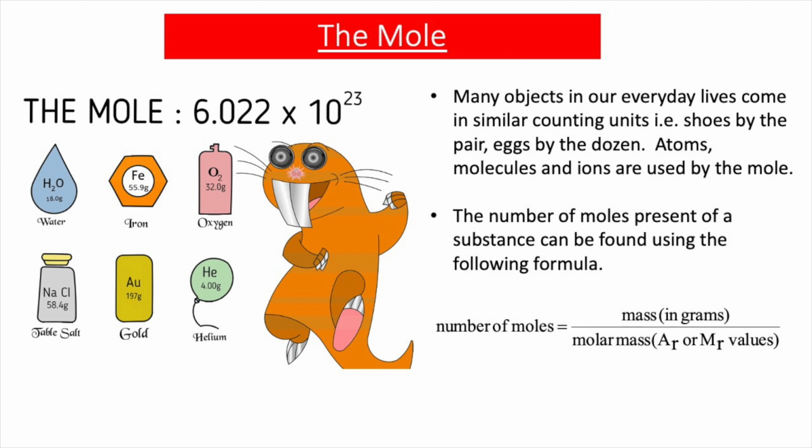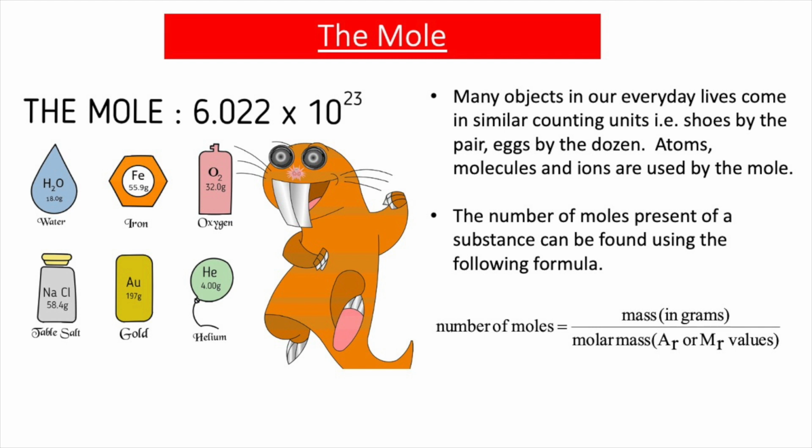Now, if I want a mole of iron atoms, the AR value of iron is 55.9. So if I have 55.9 grams of iron, I would have 6.022 times 10 to the 23 atoms of iron. And if I had 32 grams of oxygen, the MR value of oxygen is 32. So I'd have a mole of oxygen, and I'd have 6.022 times 10 to the 23 molecules of oxygen.